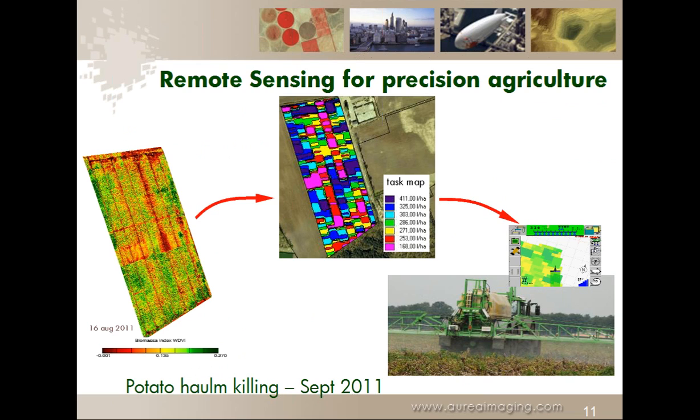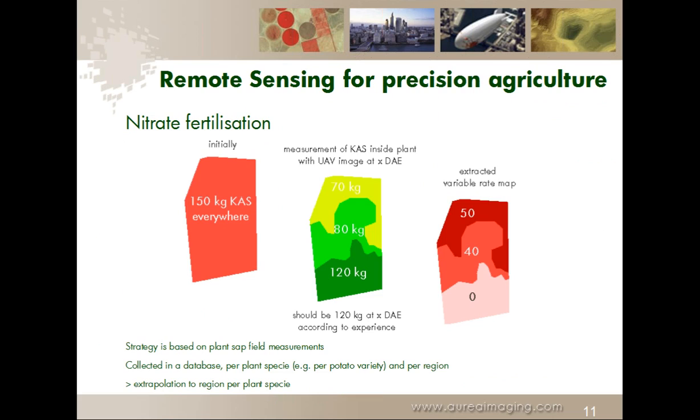For nitrogen fertilization, we can do this in the same way, where initially we throw 150 kilograms of KIS everywhere. Using imagery, we can apply distinct rates. This strategy is based on plant and field measurements, collected in a database per plant species. In this case, it's for potatoes, so it depends on the potato variety and per region. This is valid for potatoes, but also for maize, corn I mean, or wheat.